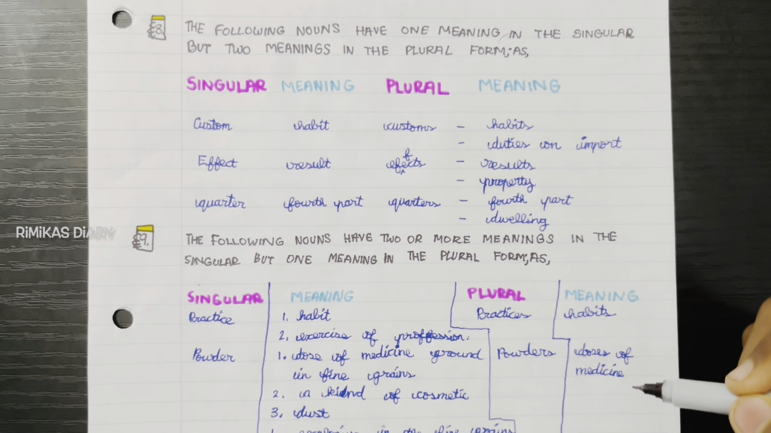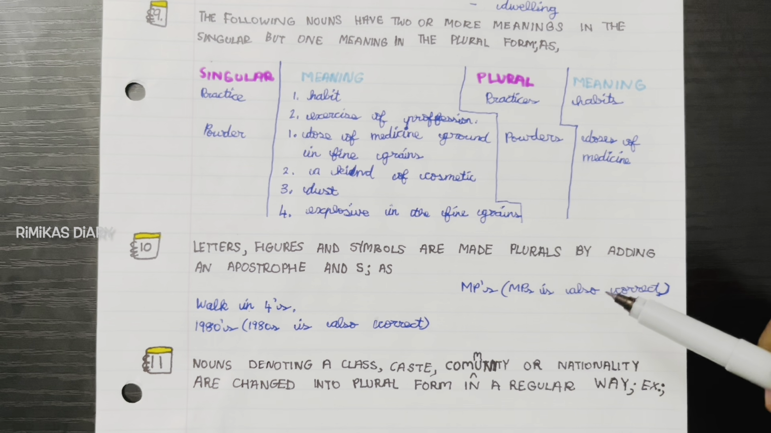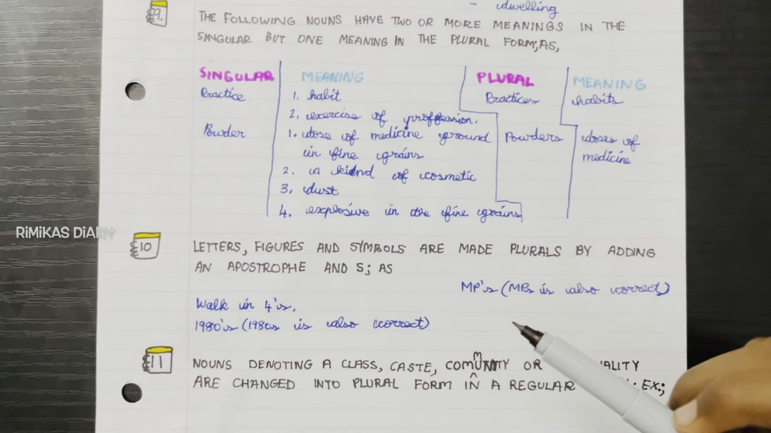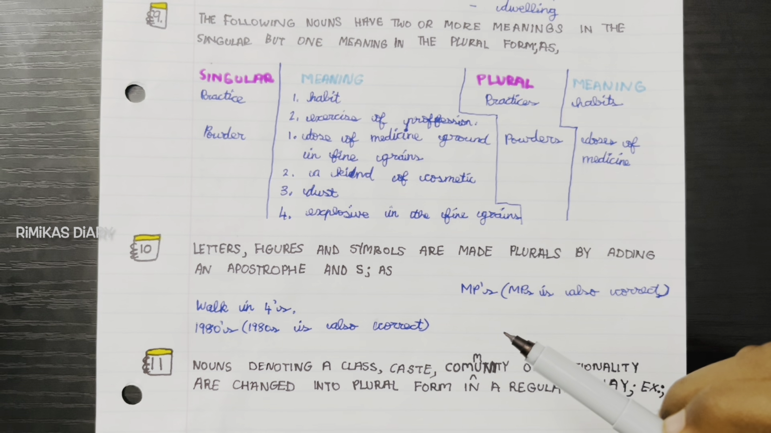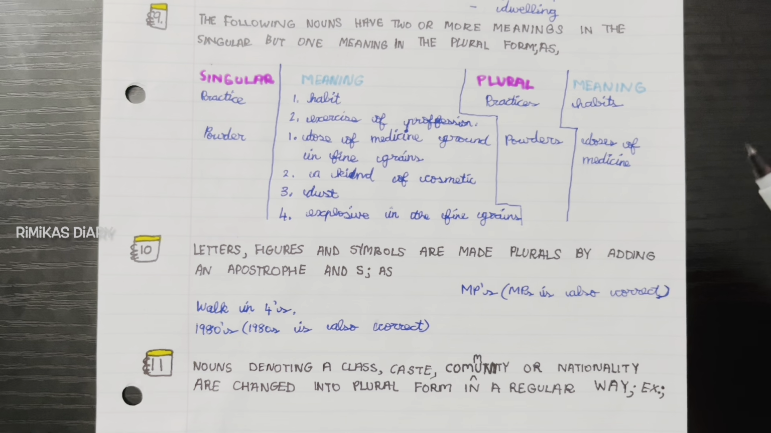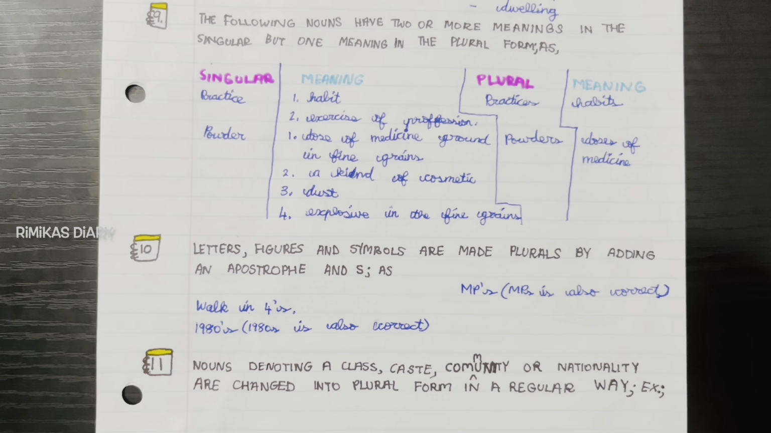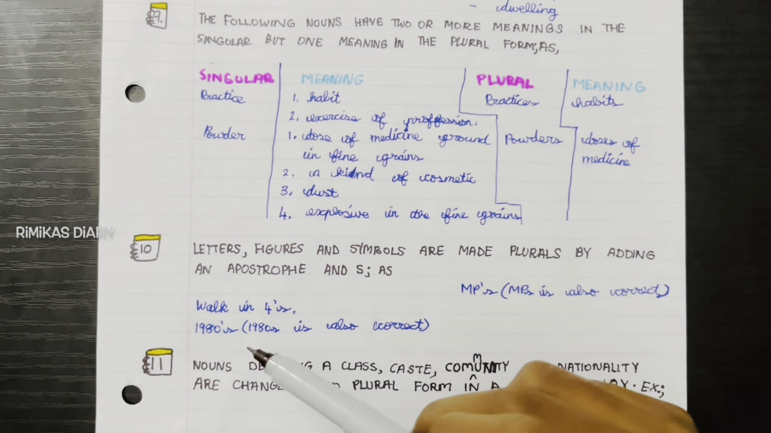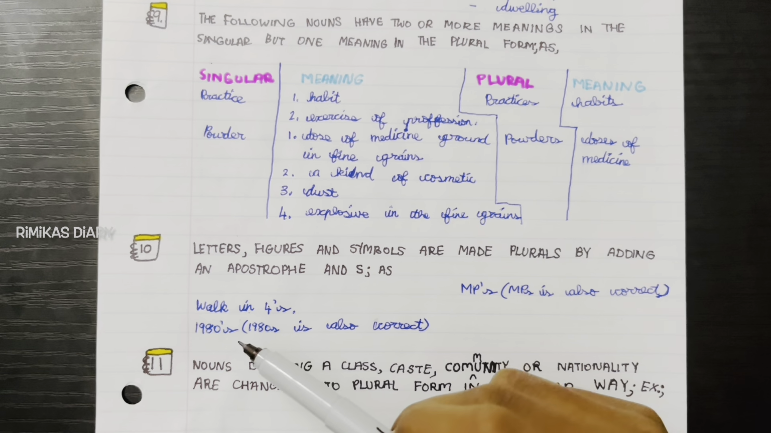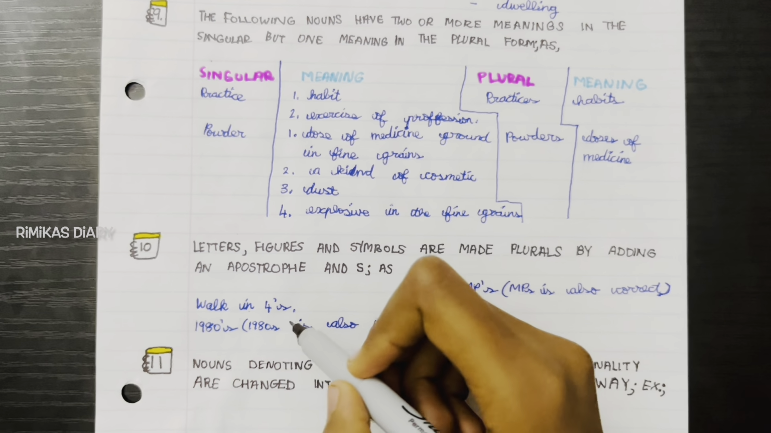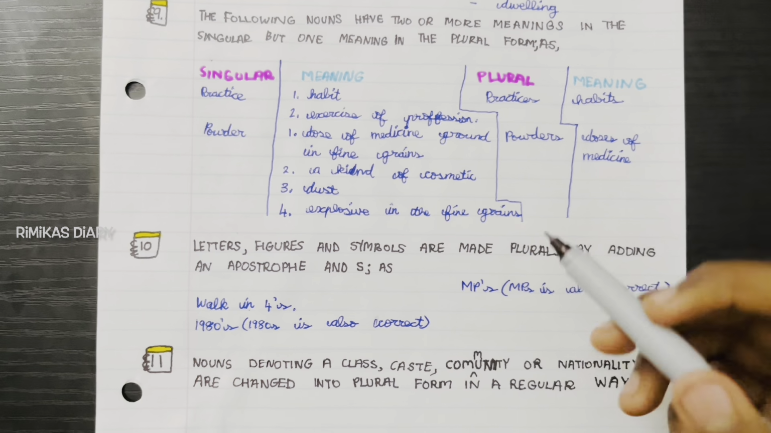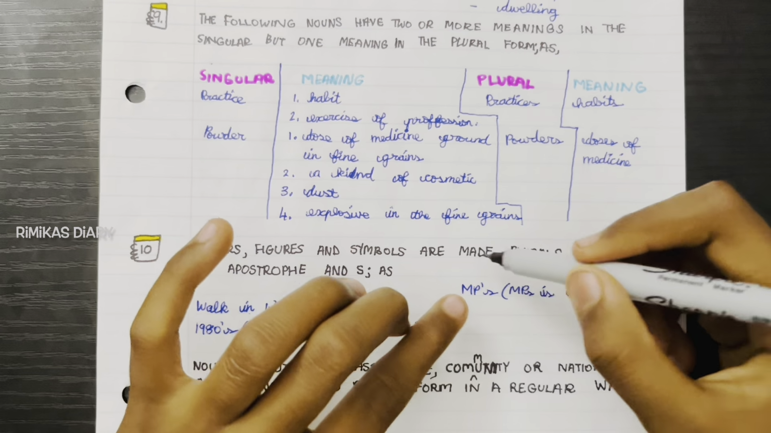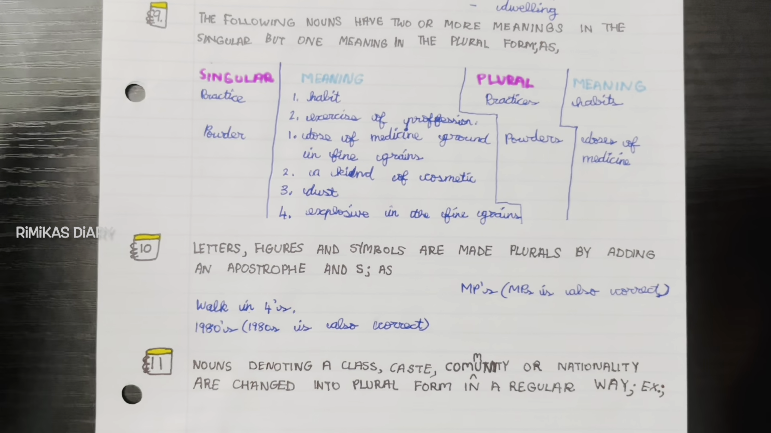Powders, doses of medicine. Letters, figures, and symbols are made plurals by adding an apostrophe and s, as in the tenth rule. So these things can be made plurals by adding an apostrophe and s. For example, 1980's. You could also say 1980s without the apostrophe, you could just put s. It's also correct. MP's is also correct. In the letters MP, you could put apostrophe s, or you could leave out the apostrophe and put the s together. That's also correct.